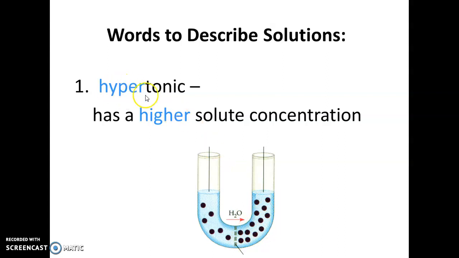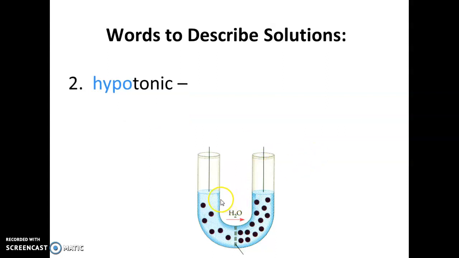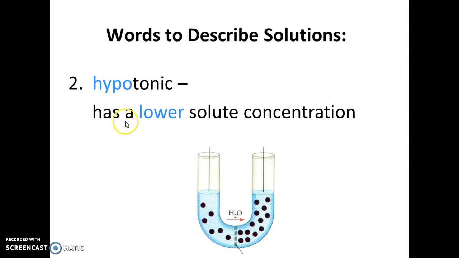I like to think of hyper as rhyming with higher. We all know kids who get really hyper and they have a lot of energy, so they have a higher amount of energy than normal. The left side, on the other hand, has less solute than the right, and so we can describe the left side as hypotonic. Remember, hypo rhymes with low, so it has a lower solute concentration.